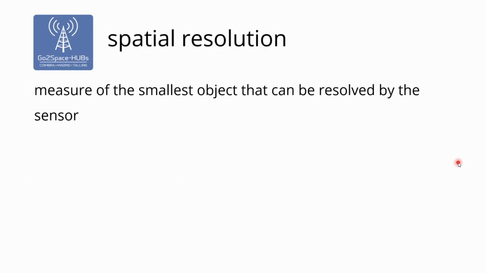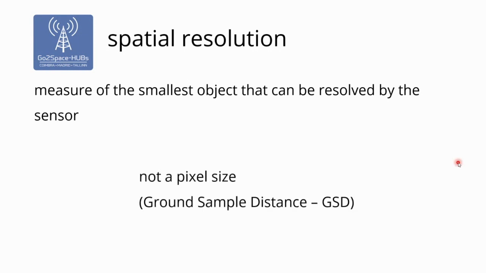We have four general, most important properties of the imagery. So let's start with spatial resolution. That's probably the first thing we think about when it comes to a satellite image, how detailed it is, how small objects we can see in this image. So this is spatial resolution. How big is the smallest object we can see in this image? Very often we misinterpret it as pixel size.